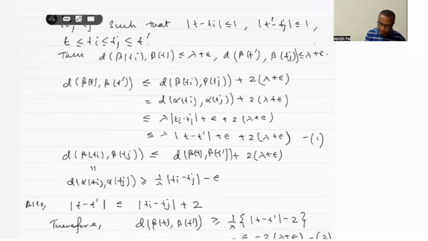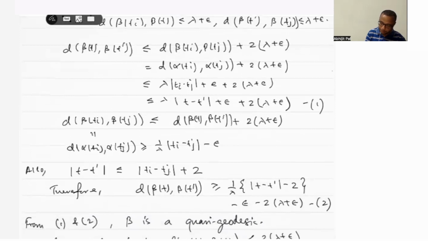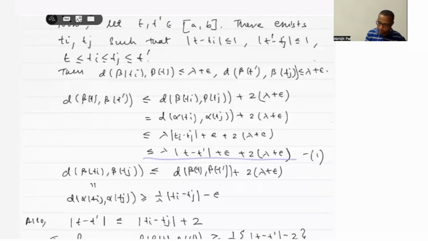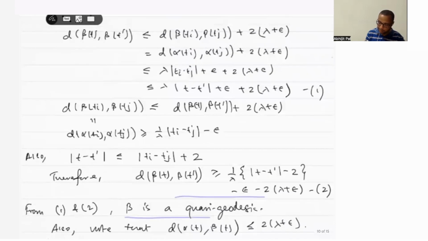Also note that the distance between beta(t_i) and beta(t_j) is exactly equal to the distance between alpha(t_i) and alpha(t_j). Alpha is again a (lambda, epsilon) quasi-geodesic, so this will be greater than or equal to 1 by lambda times |t_i minus t_j| minus epsilon. And also |t minus t prime| is less than or equal to |t_i minus t_j| plus 2. Therefore the distance between beta(t) and beta(t prime) will be greater than or equal to 1 by lambda times |t minus t prime| minus 2 minus epsilon minus twice lambda plus epsilon. So from these above two inequalities, this beta will be a quasi-geodesic.